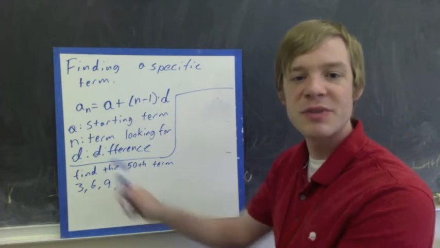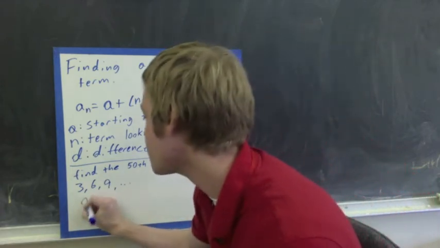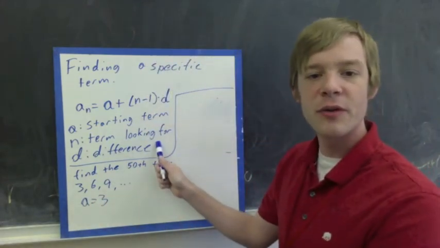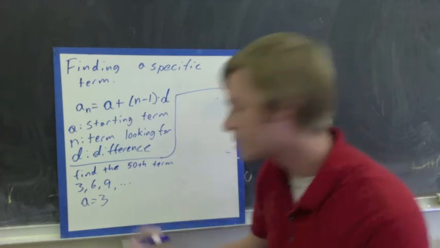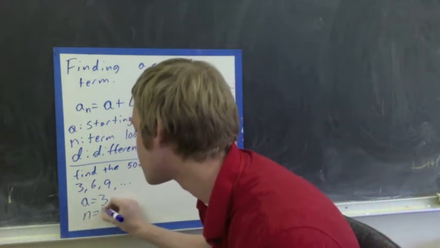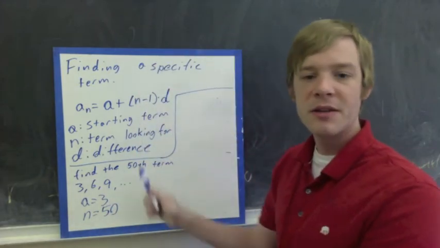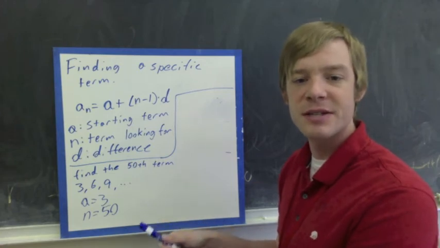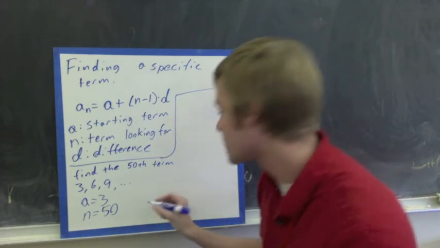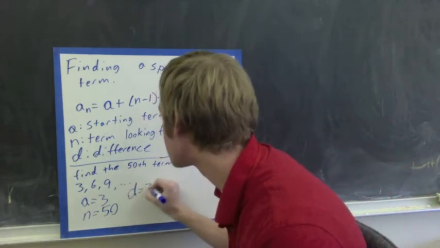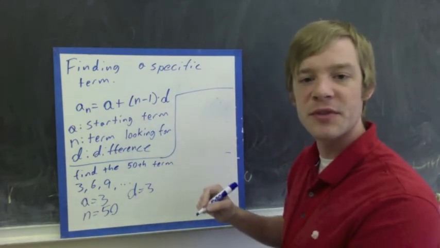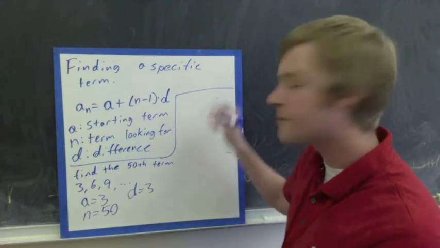So my starting term is 3. The term that I'm looking for, the nth term, n, is equal to 50. And then the difference between the consecutive terms, well, this was the same group that I used in the last example, so I know the difference between those is 3. So my D is equal to 3. So when I plug these numbers into my formula here, we should be able to figure out what the 50th term here is. So let's plug all this in.